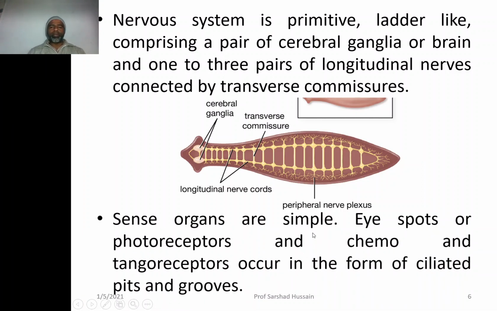Sense organs are very simple: eye spot or photoreceptor, and chemoreceptor or tangoreceptor. So you have the receptor for light, the eye spot, also called the photoreceptor. You may have the chemoreceptor, which can sense the chemicals, and can sense taste as well. They occur in the form of ciliated pits and grooves. Very simple small pits or grooves are present on the body, where these types of senses can be perceived.